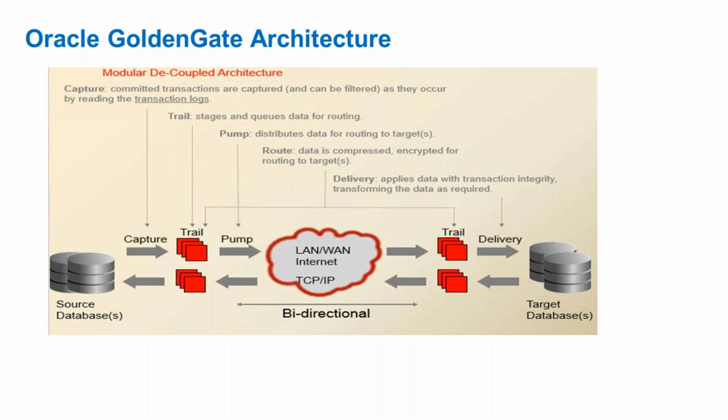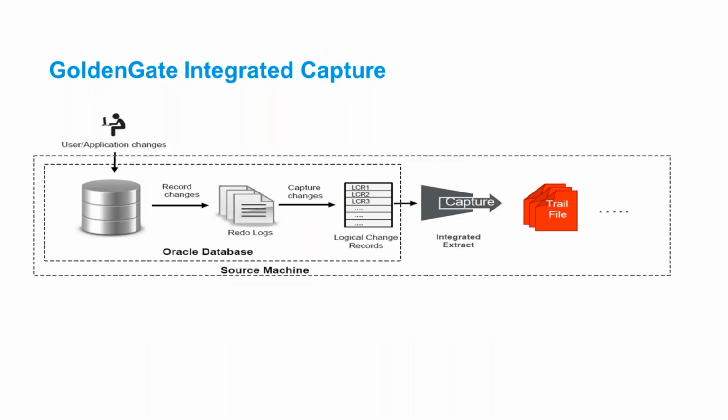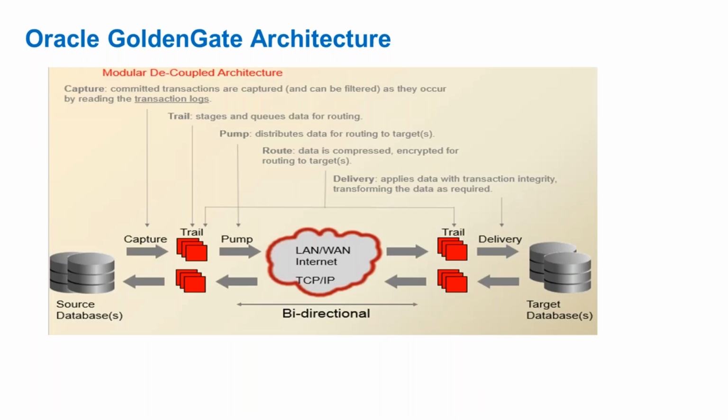In bidirectional, there may be some conflicts which may arise. So Oracle Golden Gate also allows you to perform CDR, conflict detection and resolution, which is important in bidirectional. Okay, so this is about the classic architecture. This whole is a classic architecture.